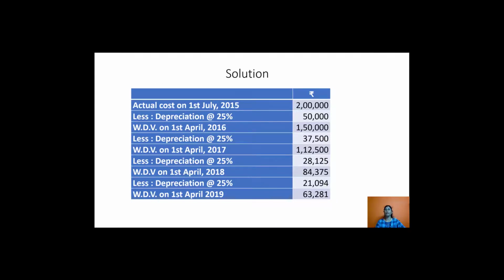Hence, even though he reacquired the asset for rupees 3 lakh, the written down value is 63,281, and hence 63,281 will be taken as actual cost of asset for the purpose of depreciation.